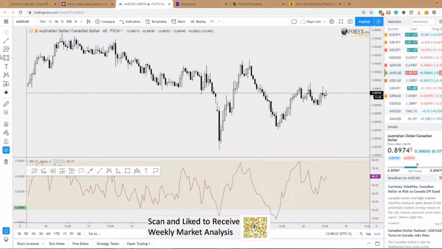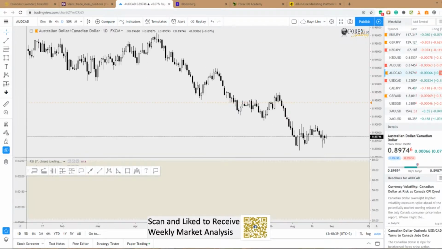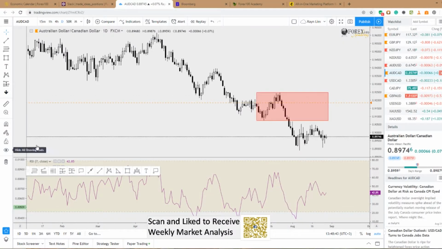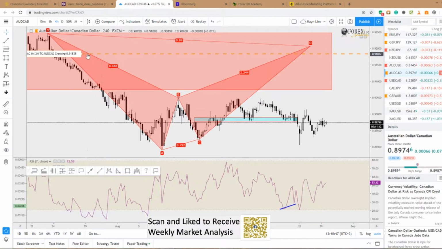Have you spotted it? Okay, so back to the daily chart, I will share with you my analysis. Daily chart, just a simple sell zone over here. To the 4-hour chart. On the 4-hour chart, there was a bat that I was looking at. The market came down, went back up. Alright, then it just went flat. So when that happened, it was no longer interesting for me.